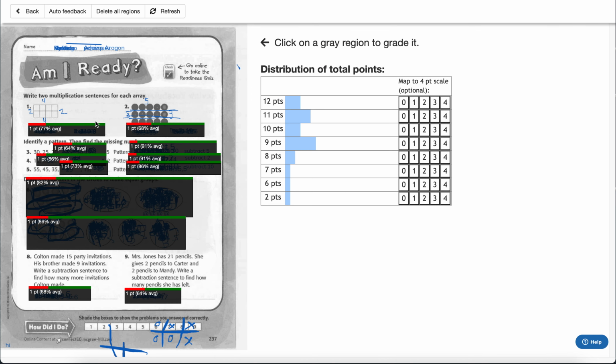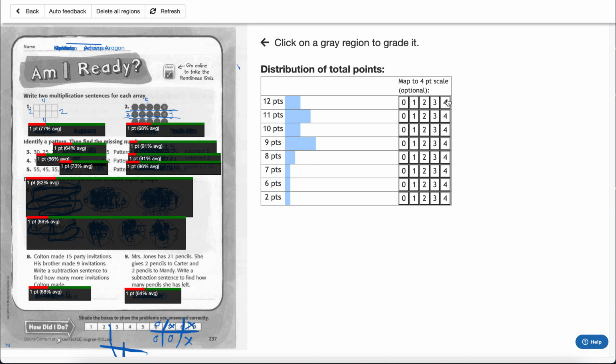Okay, that's it. So we've graded everything. Now we need to do two more things. One, we need to map it onto the correct 0 to 4 scale. So in elementary, we'd like to put things on a 0 to 4 scale. And this helpfully shows the grade distribution.